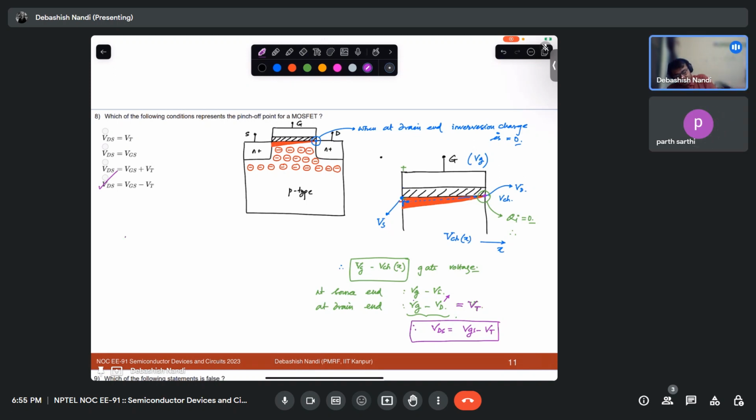Another way to think of it is that pinch-off is when VDS equals VDS sat, that is your VGS minus VTH. This is the point when the channel starts to saturate.